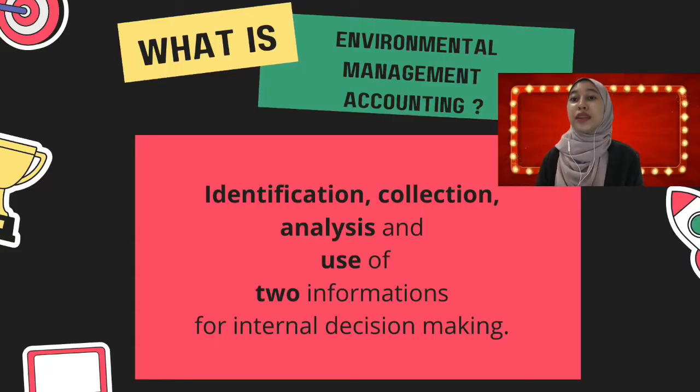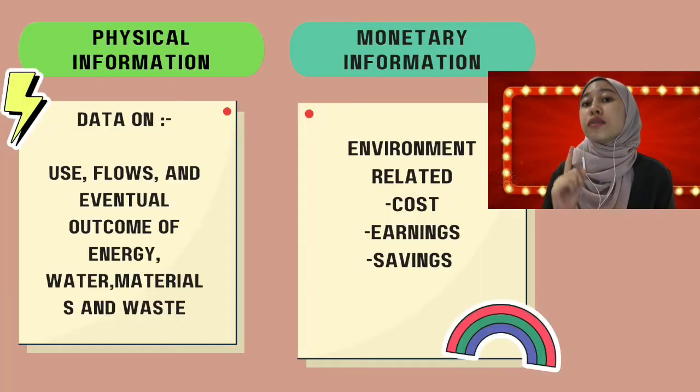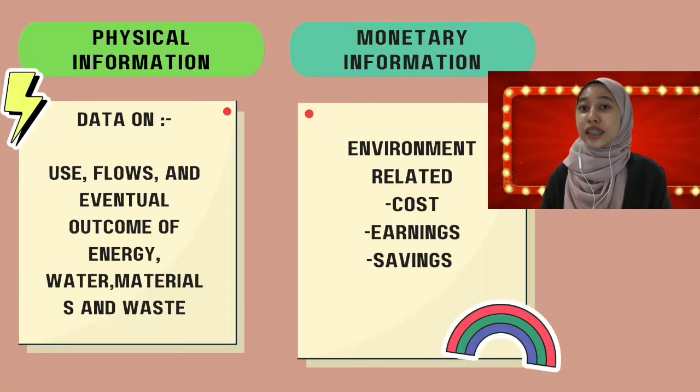Okay, so let me briefly explain what is environmental management accounting. EMA is the identification, collection, analysis, and use of two types of information for internal decision making. So what are these two types of information? First, physical information refers to the data on use, flows, and eventual outcome of energy, water, materials, and waste. These are non-financial measures and information such as the use of water to rinse out chemical tanks between product batches or fuel used for transport operation.